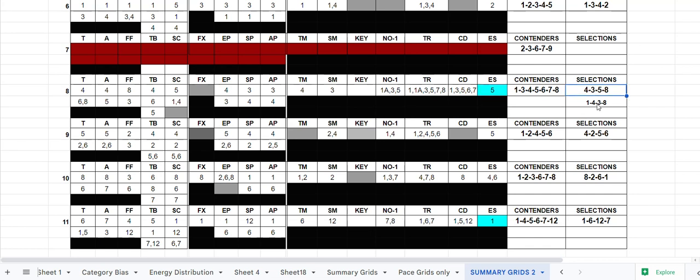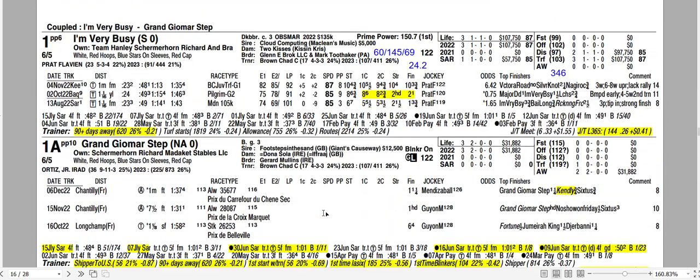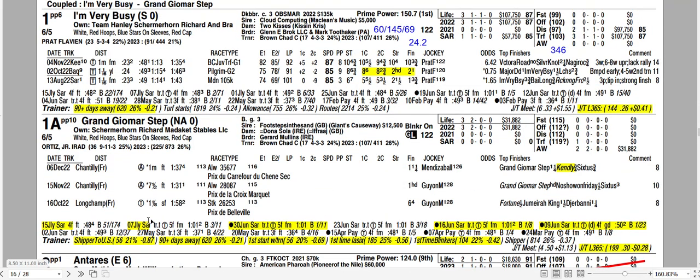Now I have 2 different viewpoints here. Viewpoint number 1 is solely based on what I'm seeing in my numbers here: 4, 3, 5, 8. If you take a second, you can look at that, and you can see why I'm coming to that conclusion. But then I also have a 1, 4, 3, 8. And if we look at the PPs, we have the 1A. Let's start with the 1A.